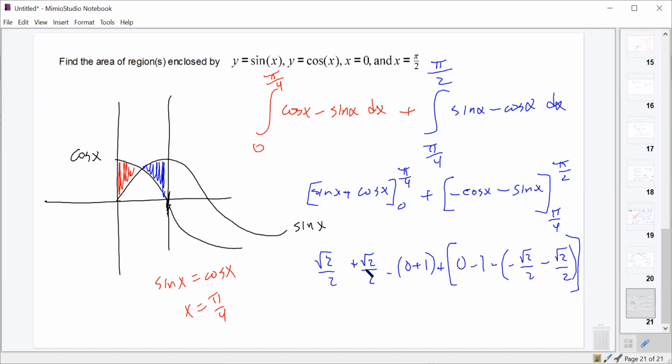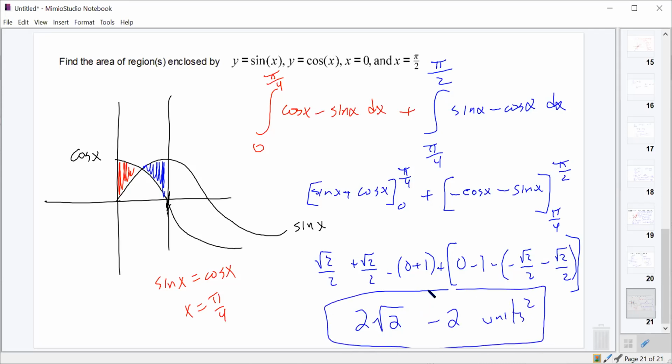So we got root 2 over 2 and root 2 over 2, which is root 2, and a negative negative root 2 over 2, and another negative negative root 2 over 2. So that's another root 2. So 2 root 2, and then a minus 1, and another minus 1 would be minus 2 units squared. Is that what you all got when you did it? Hopefully. Yeah. Hopefully that makes sense. Any questions on that?